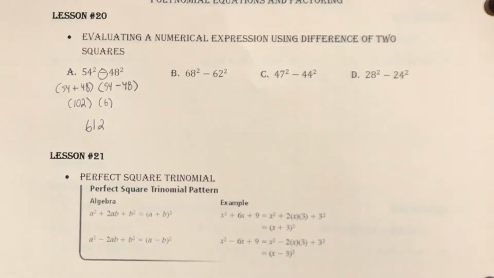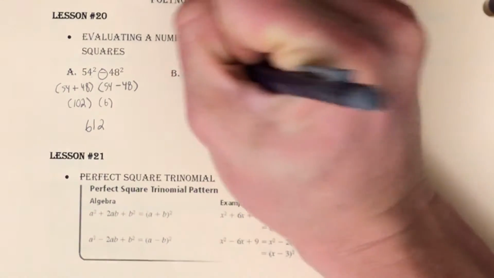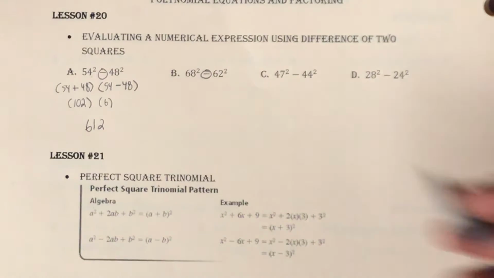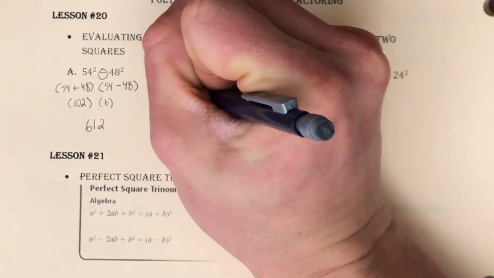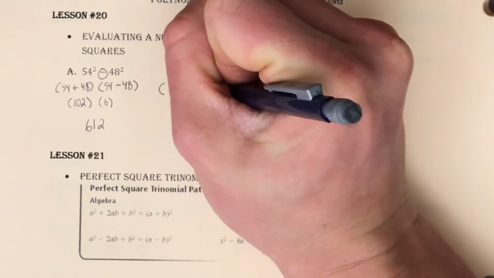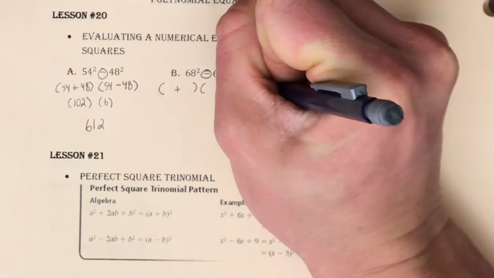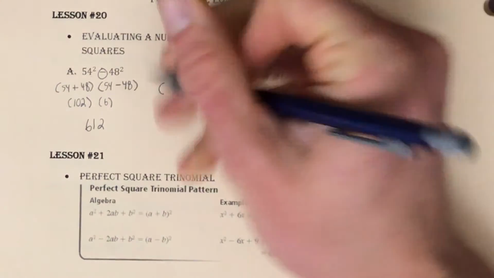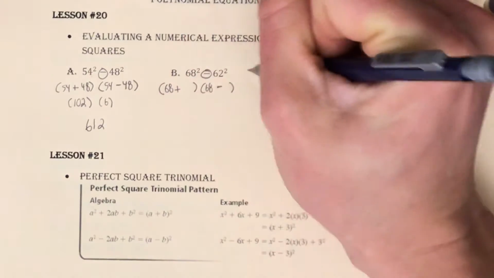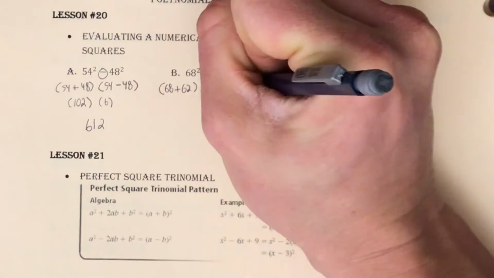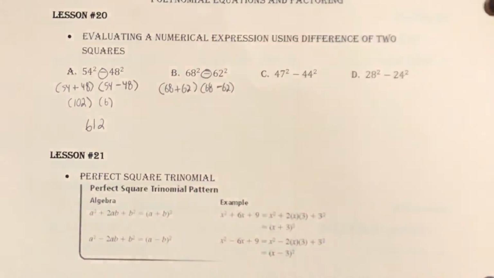All right, let's take a look at example B. I see with example B, I've got two terms again, separated by this subtraction symbol. Both of them are perfect squares because they already have the squared next to them, so that makes it obvious. So again, I'm going to break it apart into its factors. The first one's the plus, the second one is the minus. The first term of each one is 68, because that was 68 squared. The second term of each one is 62, because that was 62 squared.